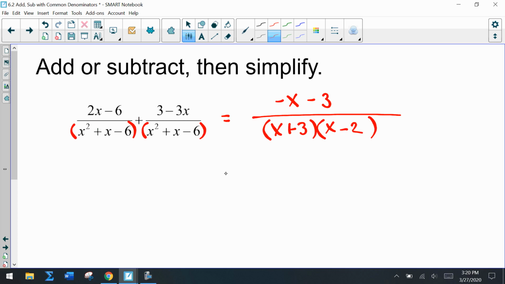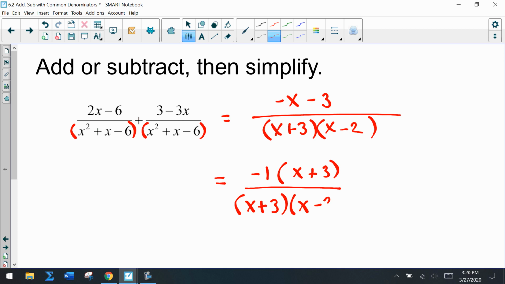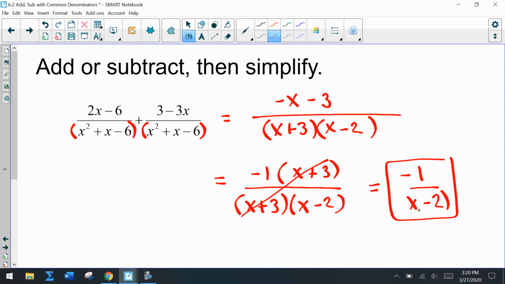And then in our numerator, if we factored out a negative 1, let's see what we get. So we can get rid of those x plus 3's and be left with negative 1 over x minus 2. So making sure that we can factor everything at the end, because now when we have a single fraction, numerator over denominator, we can simplify.